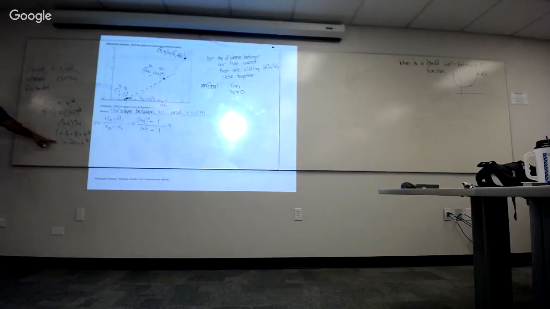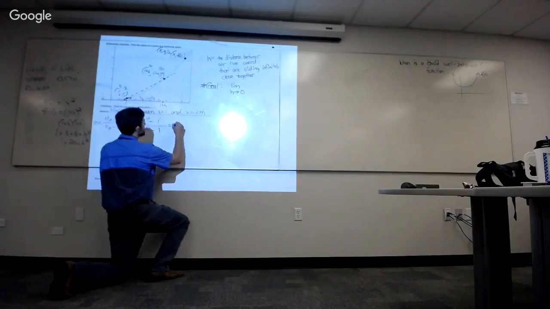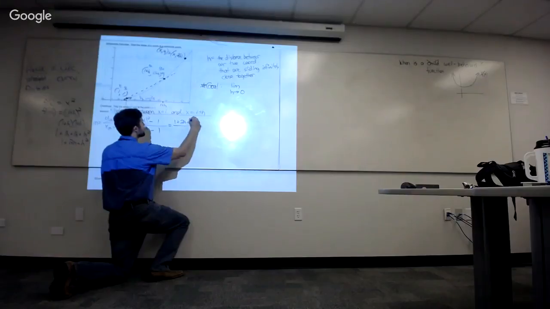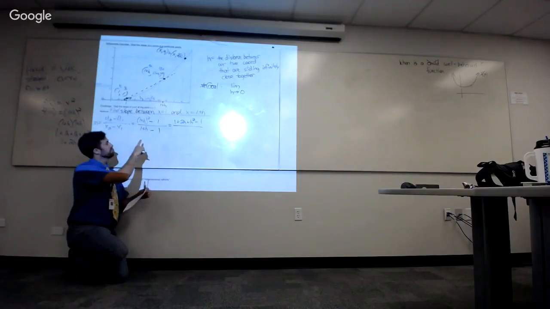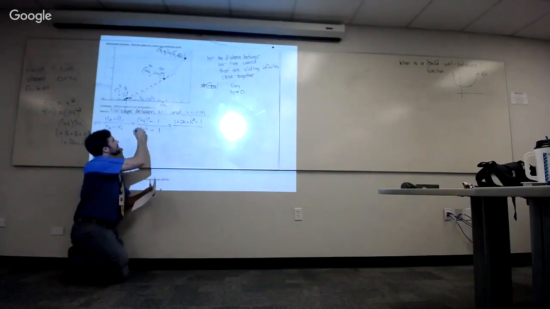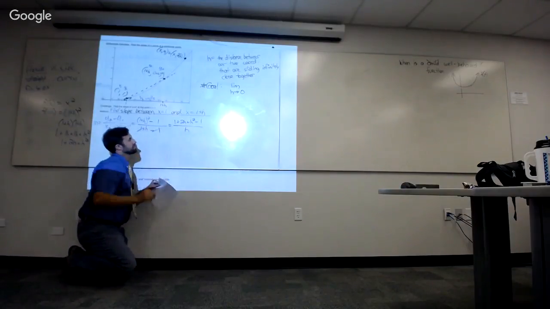I did my work over here in some scratch workspace. In general, it's a good idea to do scratch work like that somewhere else, so that as we continue to write this out, we can just write it out nice and clean. 1 plus 2h plus h squared minus 1, all over h. What happens in the denominator, Efren? What's canceled? No, the 1's cancel, and we're just left with h.